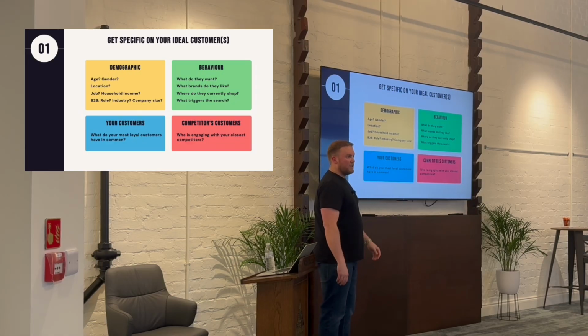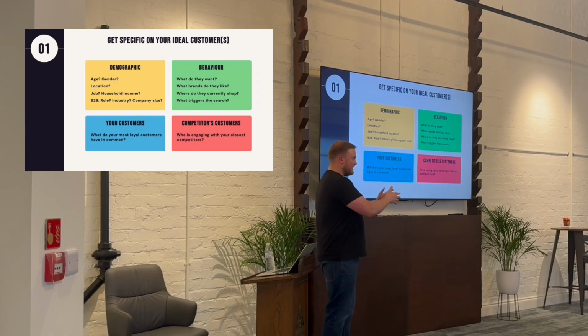What brands do they like? By knowing a brand they like, you can then figure out what other brands they may like. Where do they currently shop? What triggers their search? So it's things that get you in the mindset of whenever they're ready to buy something or do something, how are they currently finding that?